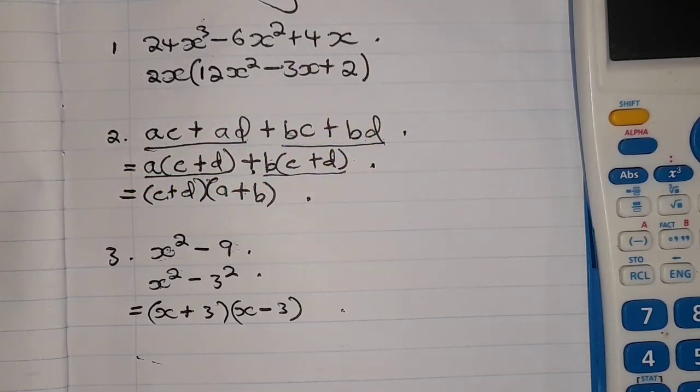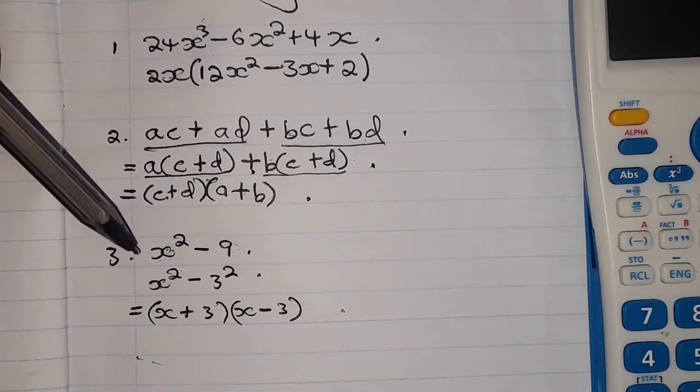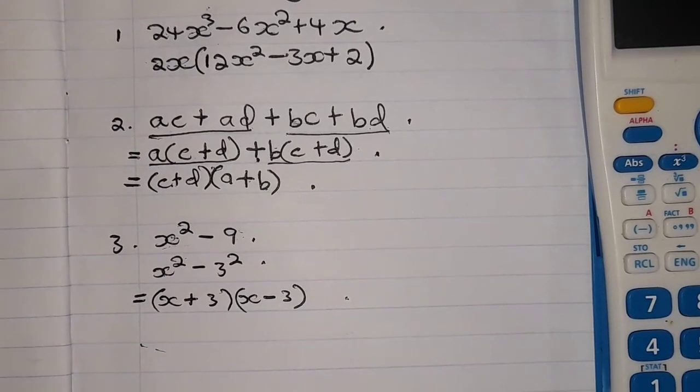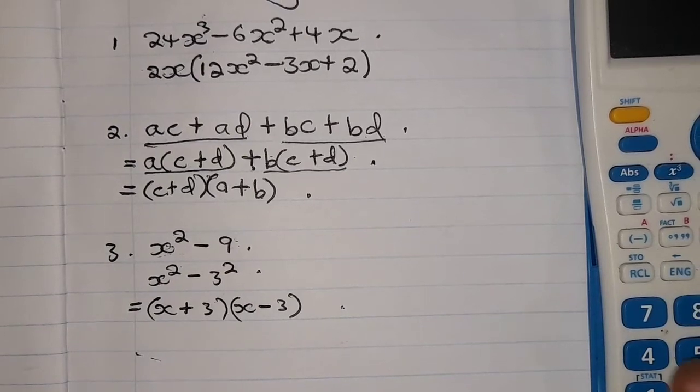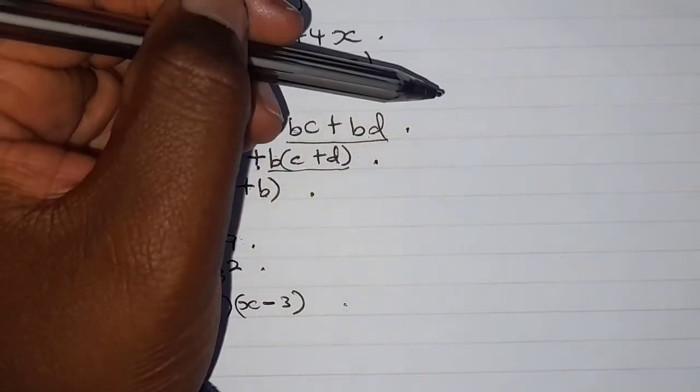You try that to expand it, or to multiply the two brackets, to see if indeed it will take us back to x squared minus 9. And now I'm going to the last question. Is it the last question? Not yet. It's not the last question.